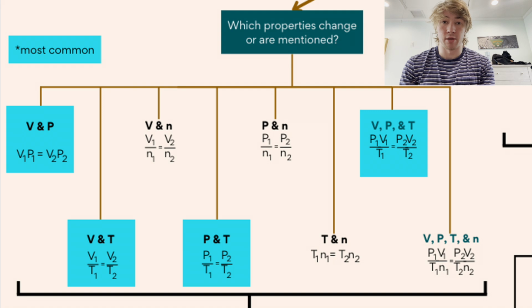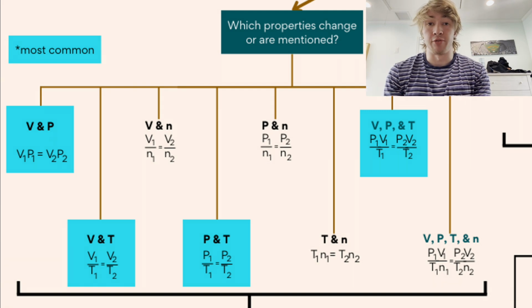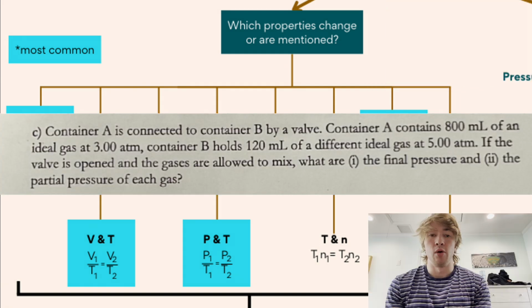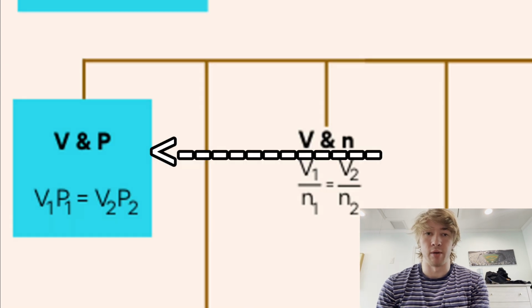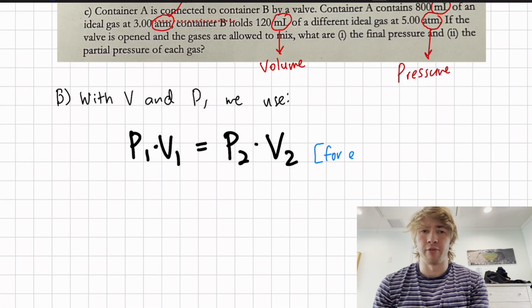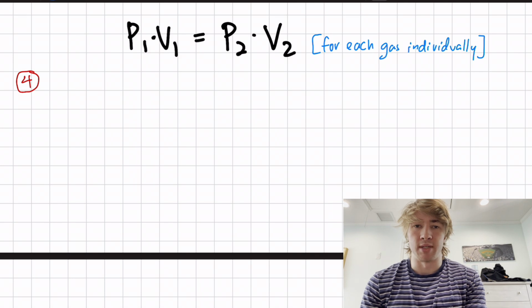That brings us down here on the flowchart, where we now just have to decide which formula to use. Here we'll look back at the question. We know we're going to need volume, because that was what changed. And we also see here that both gases have a pressure associated with them. So we'll use this formula, P1V1 equals P2V2, that incorporates both volume and pressure. Let's take a look at the equation for each gas individually and figure out what we already know and what we still have to calculate.